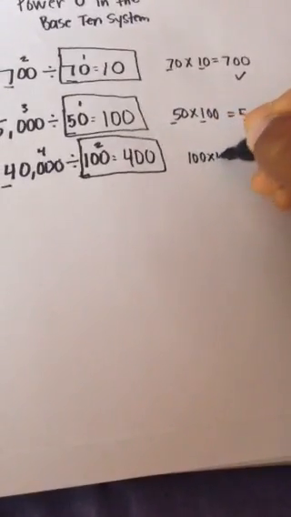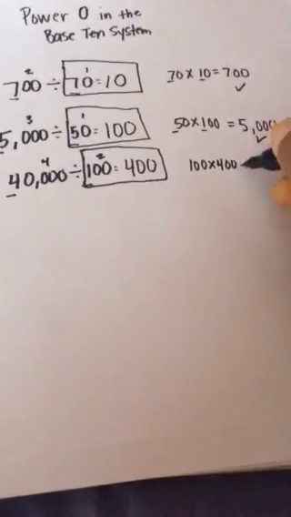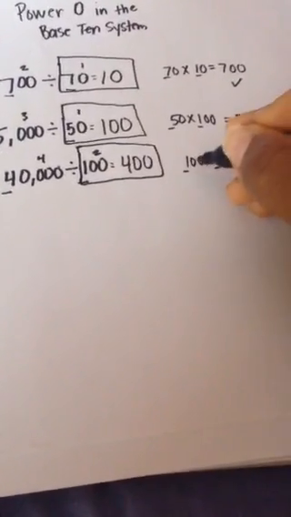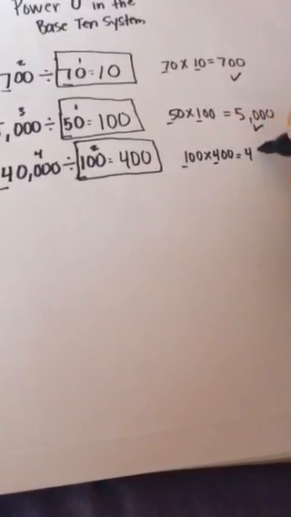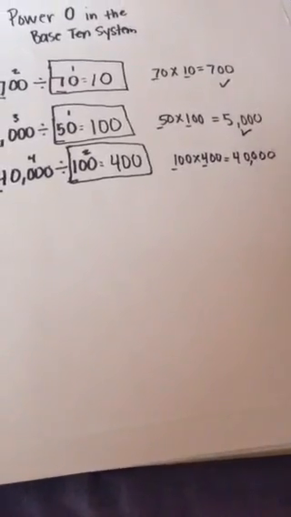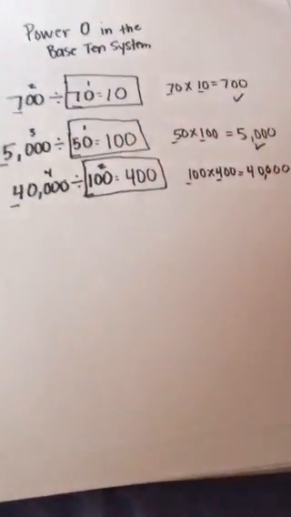100 times 400, because multiplication is the opposite of division. Think of it as 1 times 4, which is 4. You have 2 zeros here and another 2 zeros, so that's a total of 4 zeros that need to be in your answer. Put your 4 zeros, then count back 1, 2, 3, comma, 40,000. Now let's look at our next example.